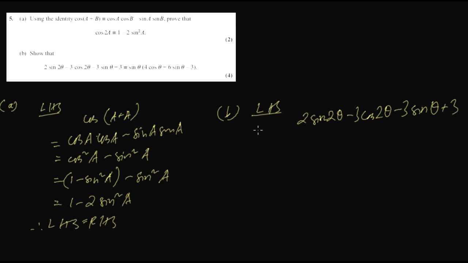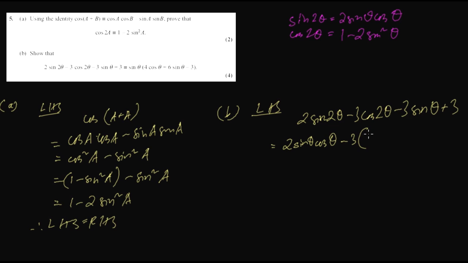Now here we have to use this. Sine 2 theta is 2 sine theta cos theta, and cos 2 theta we already proved 1 minus 2 sine squared theta, so that's what we have to do here. So let's start breaking it down. So 2 sine 2 theta means 2 sine theta cos theta minus 3 cos 2 theta means 1 minus sine squared theta minus 3 sine theta plus 3.